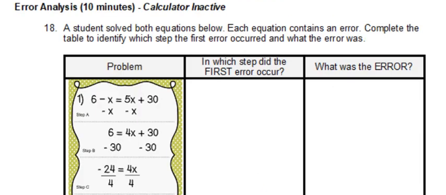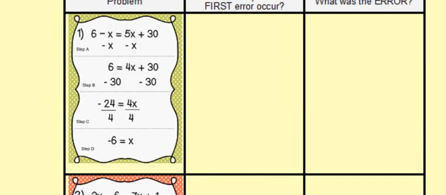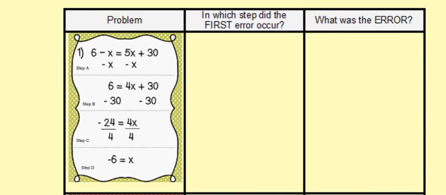Question 18. This is an error analysis that should take you 10 minutes. If a calculator is one of your accommodations, you may use it during this time. A student solved both equations below. Each equation contains an error. Complete the table to identify in which step the first error occurred and what the error was.